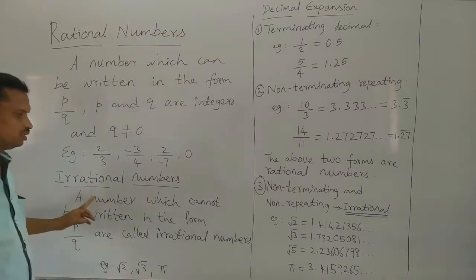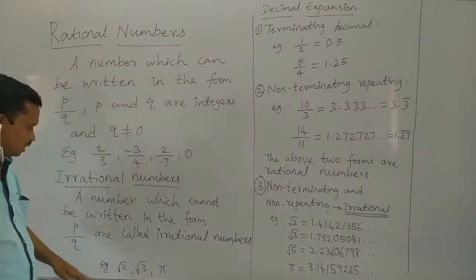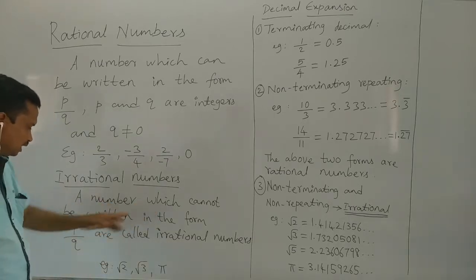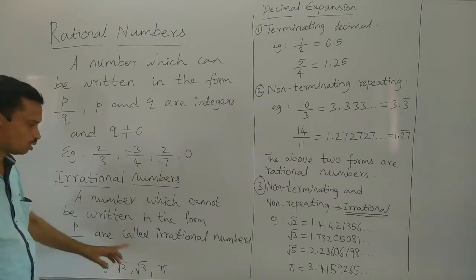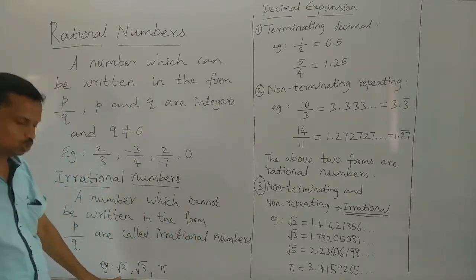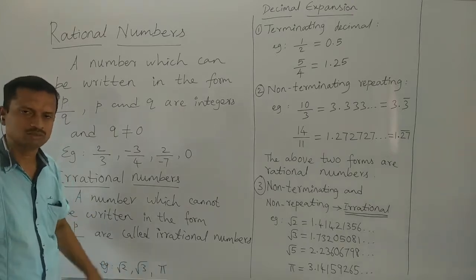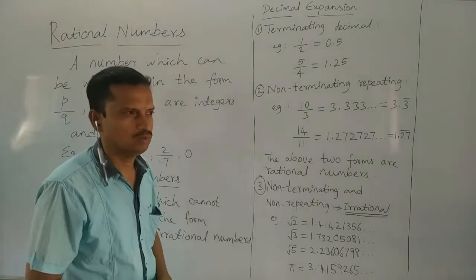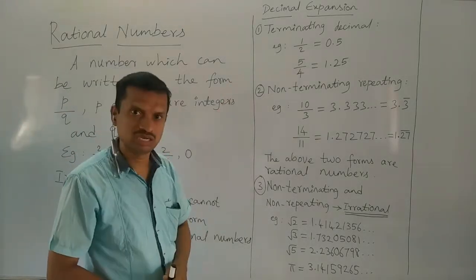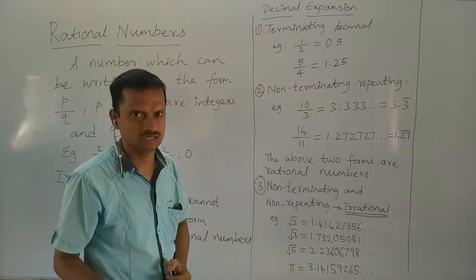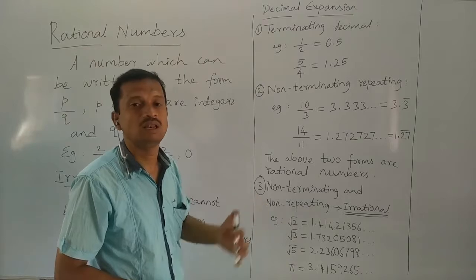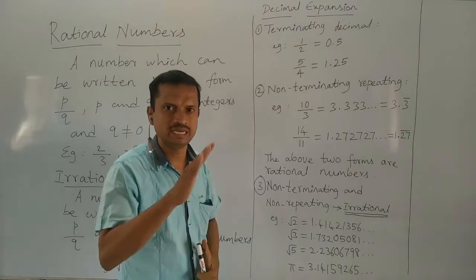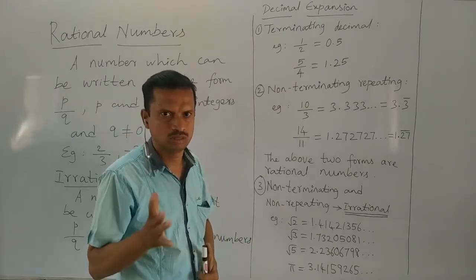Okay. Irrational numbers are opposite to rational; which are not rational, they are irrational. A number which cannot be written in the form P by Q is called an irrational number. Examples: root 2, root 3, pi. Now, we can clearly understand what is rational and what is irrational by the decimal expansion. When you divide 1 by 2, you get 0.5. It terminates, so no more digits come.